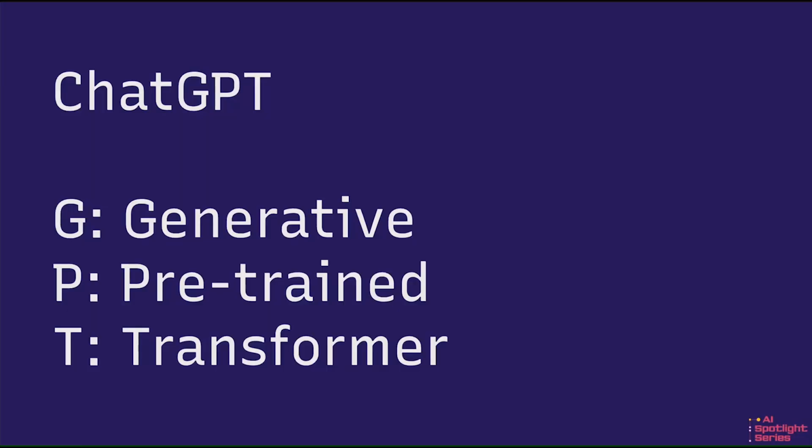So if you've ever wondered what ChatGPT stands for, GPT refers to Generative Pre-trained Transformer. We now know what generative means, it's referring to generative AI, and we now also know what transformers are. But what does pre-trained mean in the GPT?